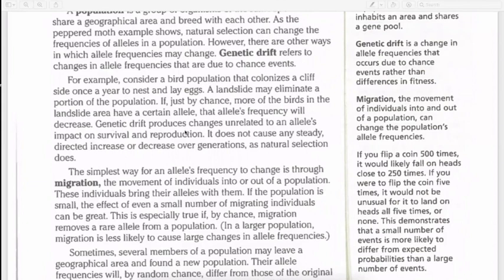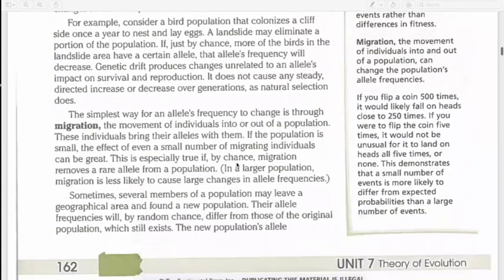Genetic drift produces changes unrelated to the allele's impact on survival and reproduction, meaning the DNA had nothing to do with that. They were in the wrong place at the wrong time and they got killed by a landslide. It does not cause any steady direct increase or decrease over generations as natural selection does. Right? This is a one-time thing.